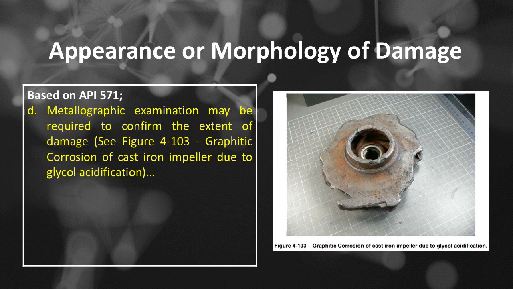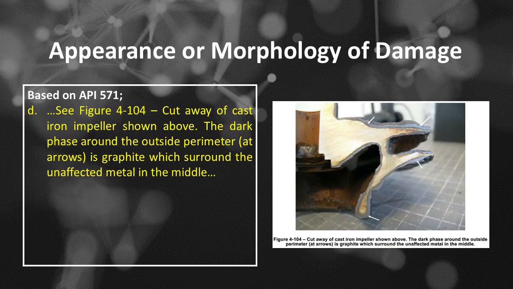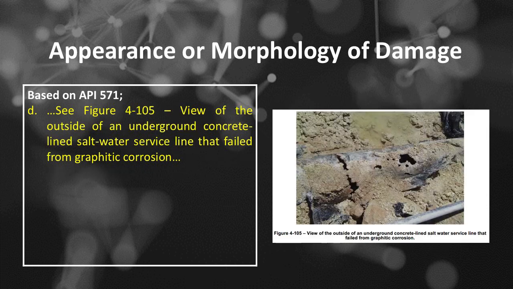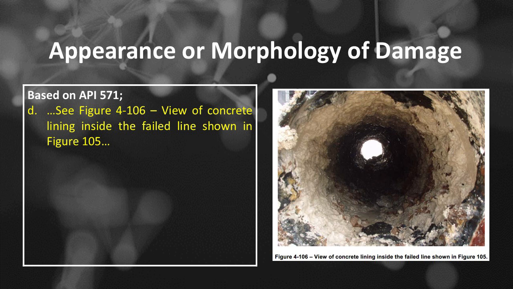See Figure 4-103, graphitic corrosion of cast iron impeller due to glycol acidification. See Figure 4-104, cutaway of cast iron impeller shown above. The dark phase around the outside perimeter, at arrows, is graphite which surrounds the unaffected metal in the middle. See Figure 4-105, view of the outside of an underground concrete-lined saltwater service line that failed from graphitic corrosion. See Figure 4-106, view of concrete lining inside the failed line shown in Figure 105.